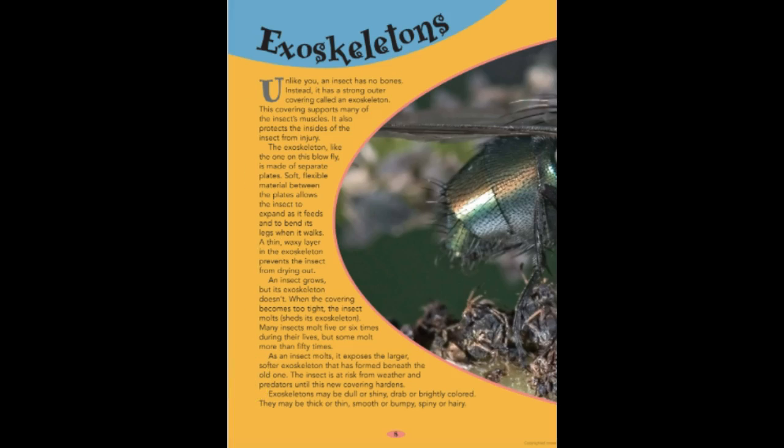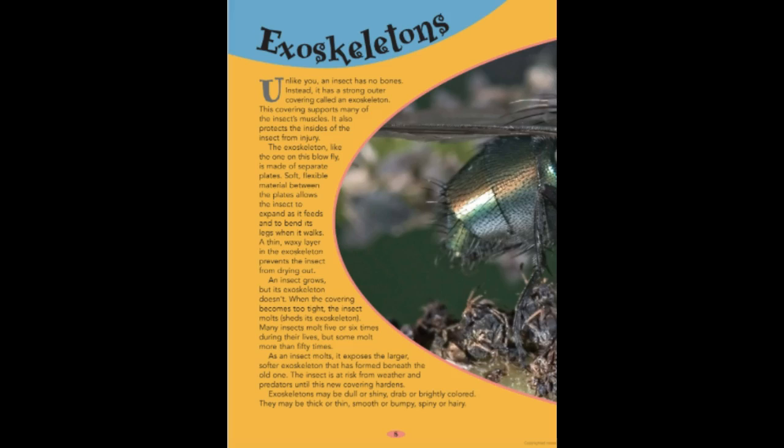This chapter is called Exoskeletons. Unlike you, an insect has no bones. Instead, it has a strong outer covering called an exoskeleton. This covering supports many of the insect's muscles. It also protects the inside of the insect from injury.